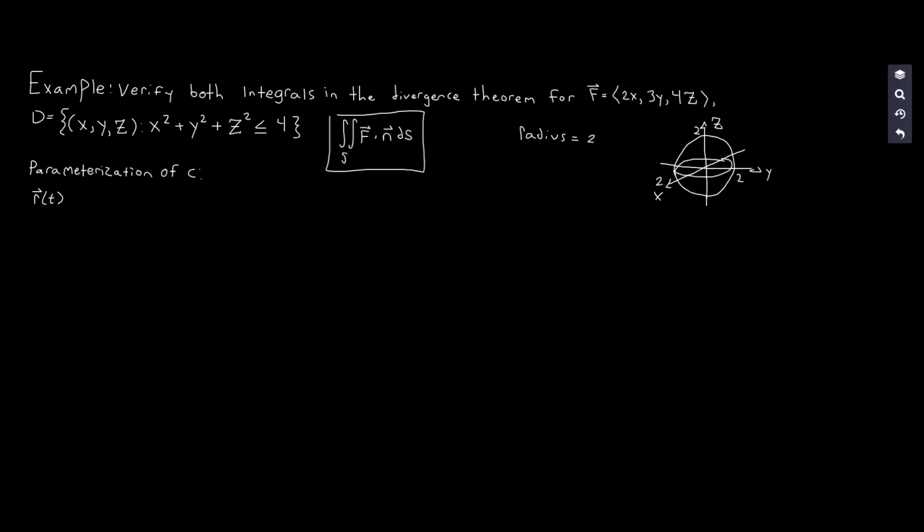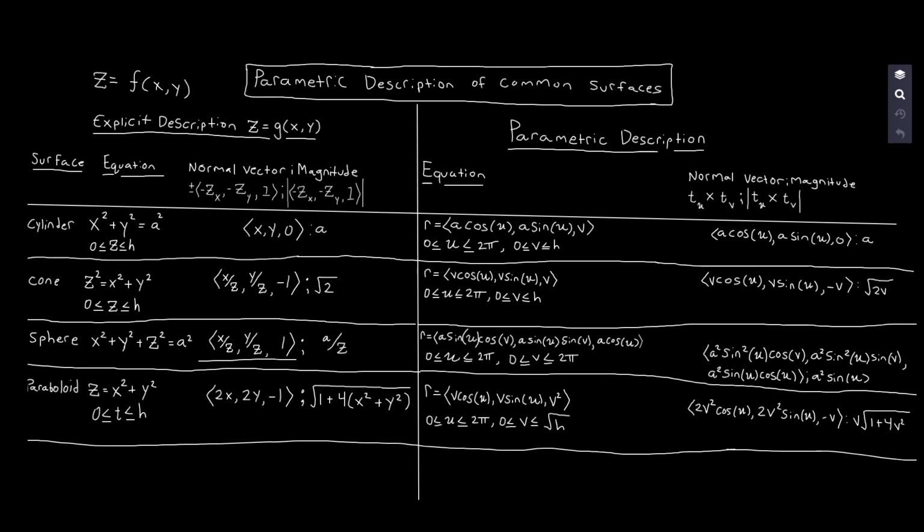We know that it's a radius of 2, so when we look at our chart, A is going to serve as the radius. So we're going to have 2 times sine of u times cosine of v in the x component, 2 times sine of u times sine of v in the y component, and 2 times cosine of u in the z component.